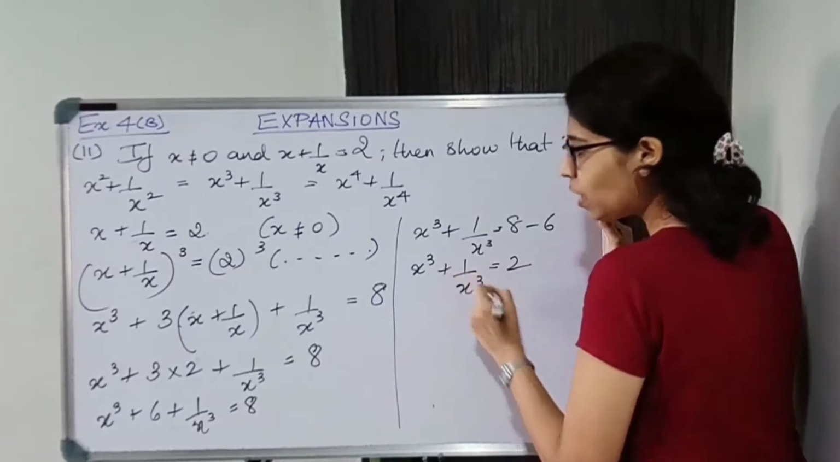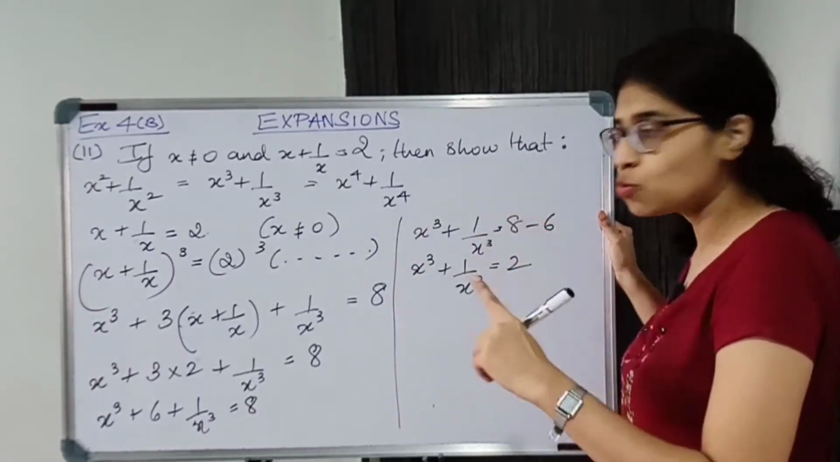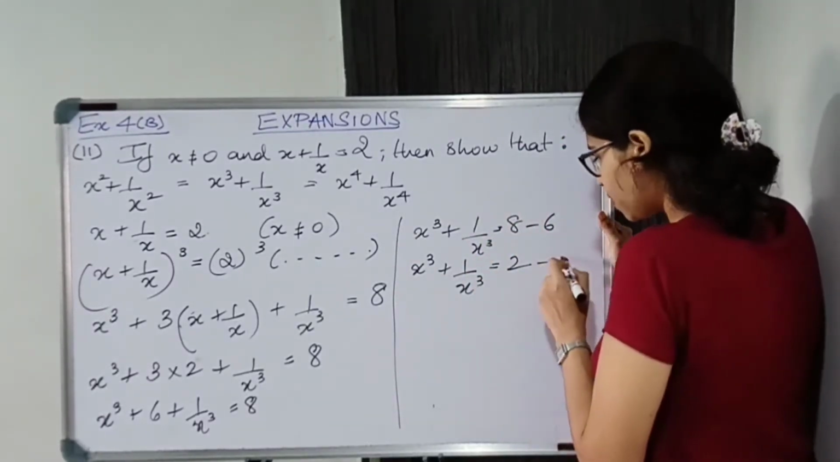So its value also came out as 2. The value of x square plus 1 upon x square is 2, and even this has the value 2. Mark this as B.